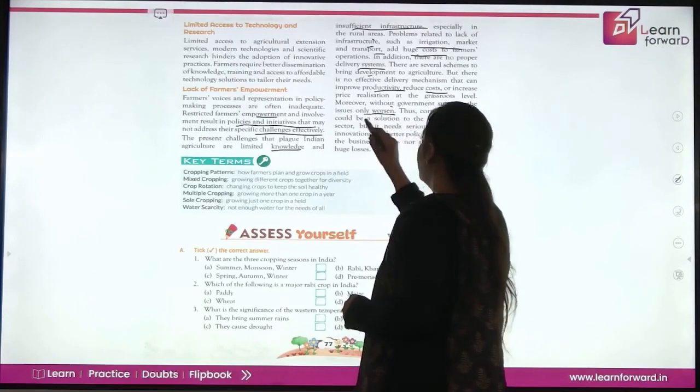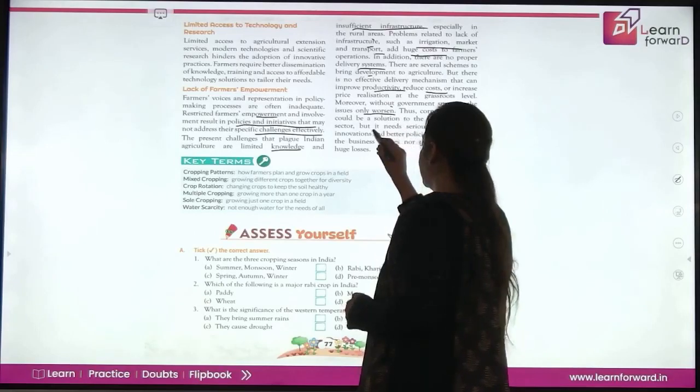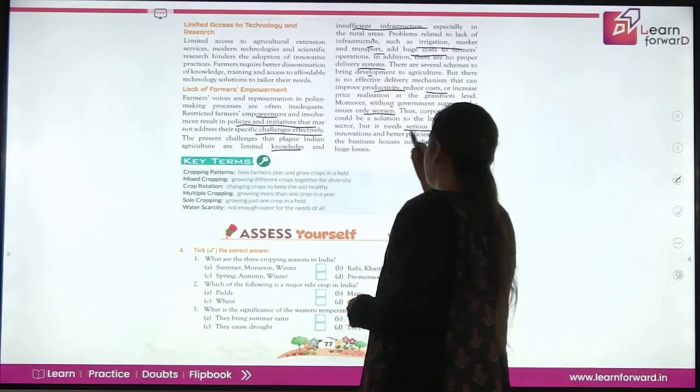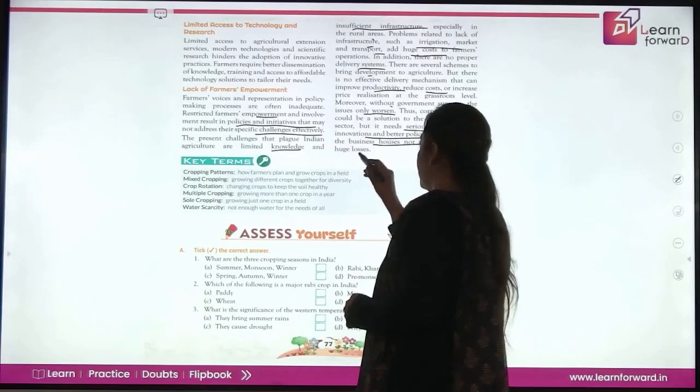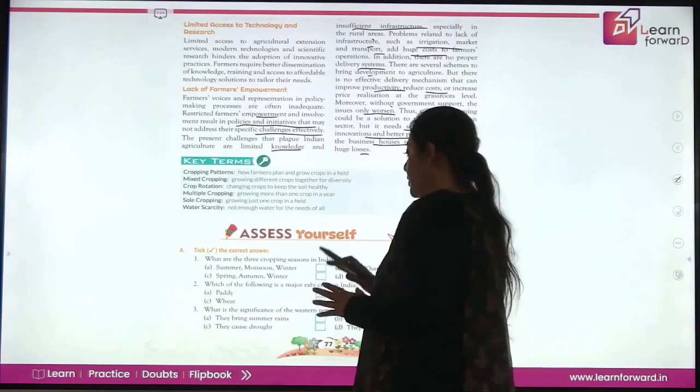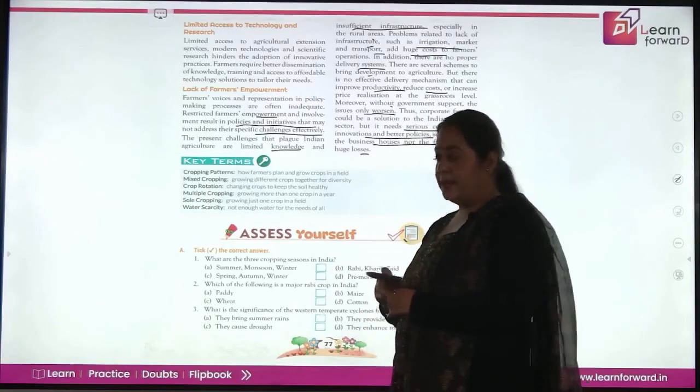Thus, corporate farming could be a solution to the Indian agriculture sector, but it needs serious consideration, innovation, and better policies so that neither the business houses nor the farmers may incur huge losses. So this is all about the chapter. Let's immediately come to the assessment.